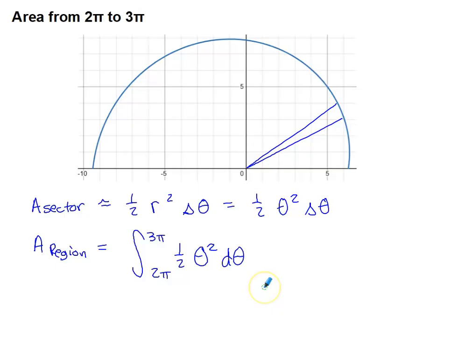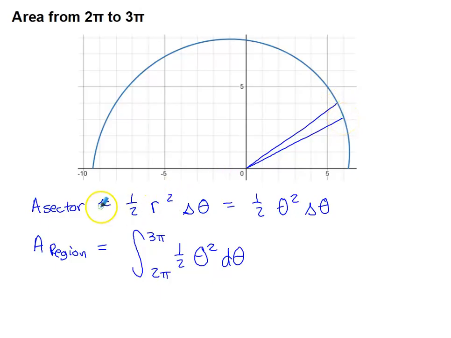So how do we find the area from 2 pi to 3 pi? If you've done some work with polar area calculations, which I'm guessing you have if you're watching this video and you've made it this far in, what you're going to do is slice your region with sectors. So what I have is a sector of this region originating at the origin, working its way out to the polar curve r equals theta.